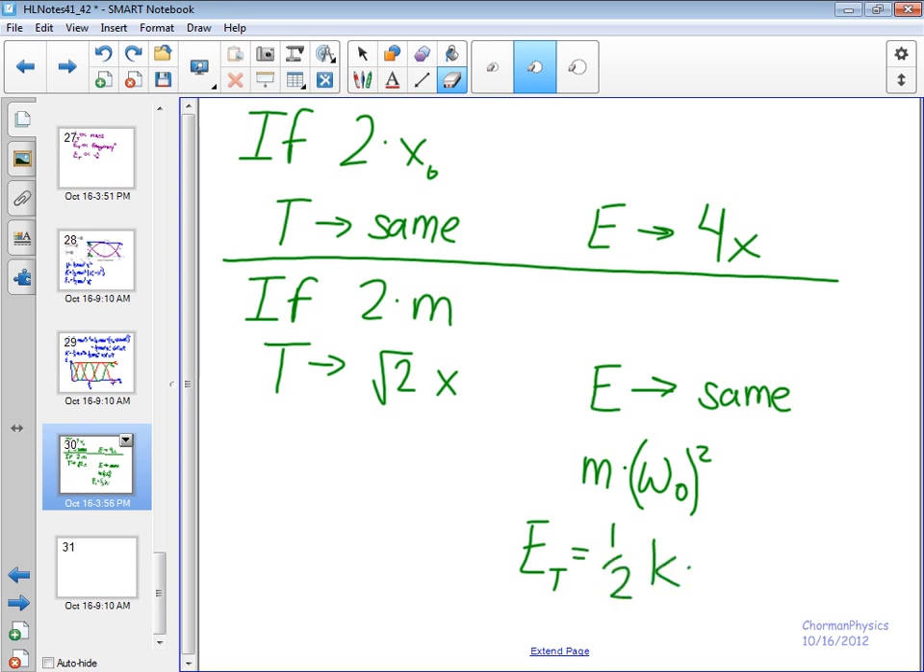If you're not convinced, consider this formulation for the total energy. Do we change the stiffness when we change the mass? No. Do we change the amplitude? No. No effect.